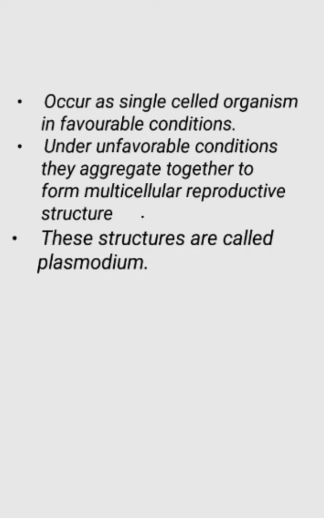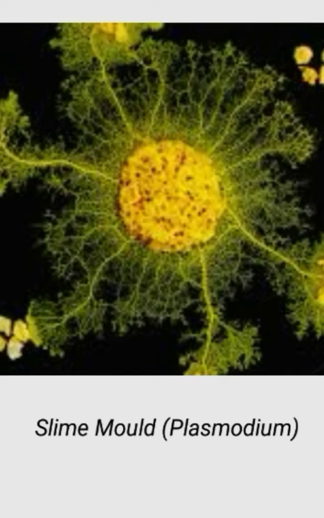So whenever the conditions are favorable, that is, when there is enough moisture and enough food, then they remain as single-celled organisms, that is, they can independently survive. But when the conditions become unfavorable, that is, there is less food and less moisture, then these organisms congregate together and start moving as a single body. When they clump together, they are called plasmodium. So this is a picture of a plasmodium when all the single-celled organisms congregate together under unfavorable conditions.